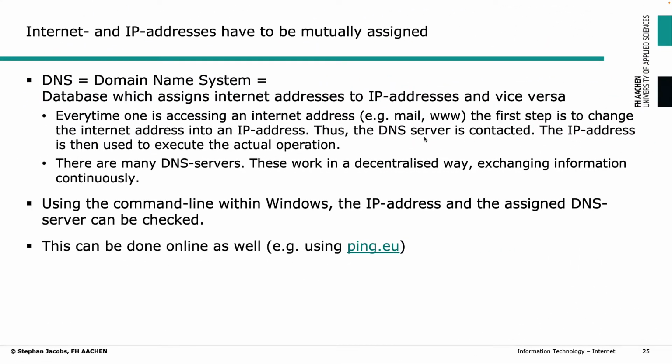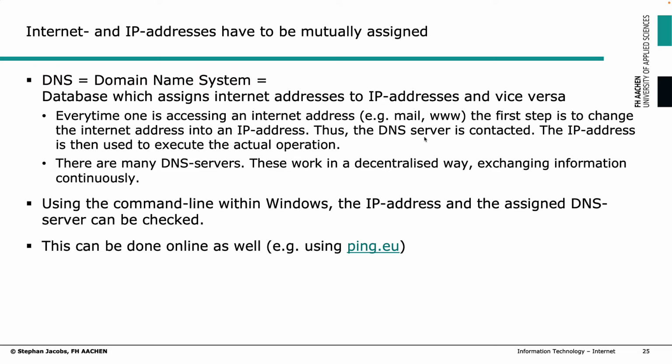Now we have two addresses, the domain address and the IP address. So which of those is really used? Both are used, but there is the domain name system, or in brief DNS, which assigns both addresses to each other. Actually, it's a big database which looks like a telephone book. So you have two columns. On the one hand, you have the IP addresses, and on the other hand, you have the domain addresses.